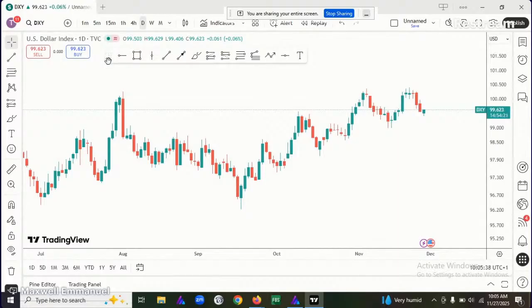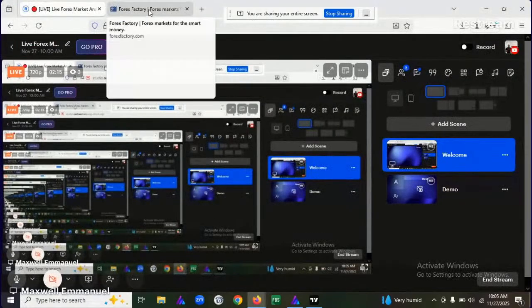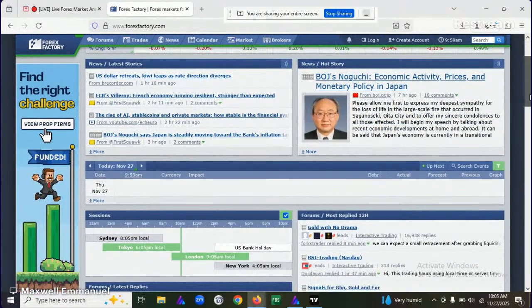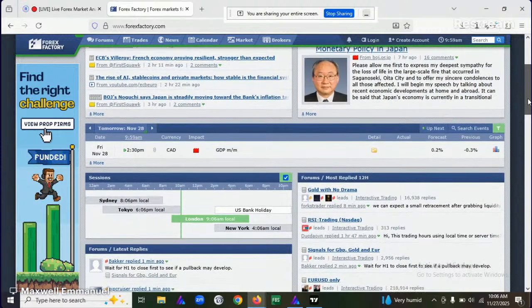Okay. So today is 27th November 2025. And I don't think there's any major news today. Let's confirm. Okay, so as you can see, there is no major news today. No major news will be released today, and I think tomorrow also there is no major news for the United States dollar.